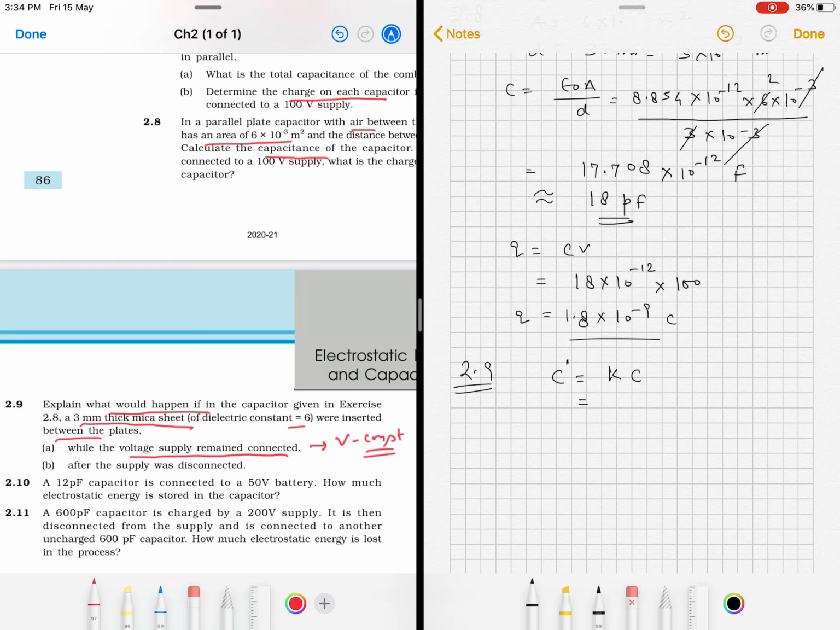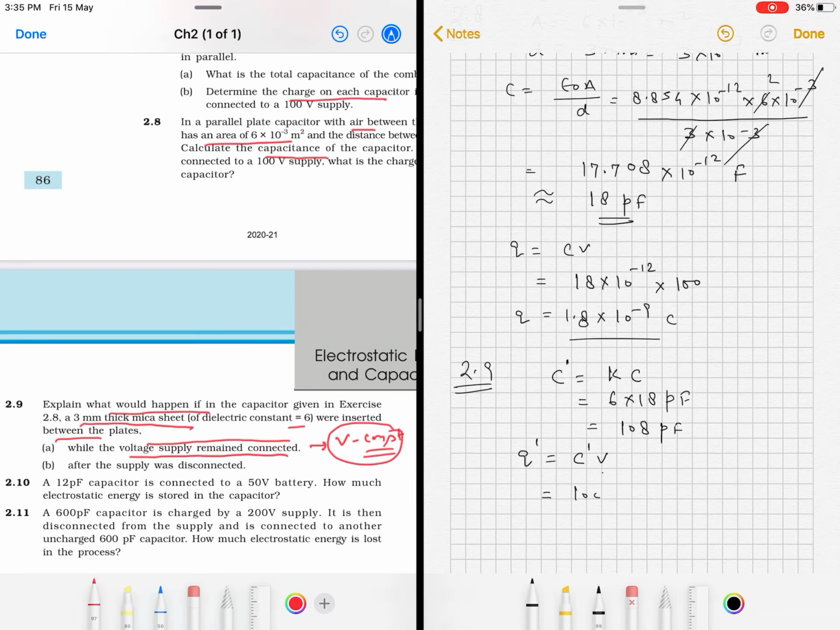Initial capacitance, which was calculated in 2.8, and here K is 6. So 6 into 18 picofarad, so it is 108 picofarad. So capacitance is changed. The important thing is the battery is connected, so this potential will remain constant. So what will happen? Q is equal to CV. V is constant. According to the formula, Q dash is equal to C dash V. Because V is constant and C is changing, the charge Q dash will change.